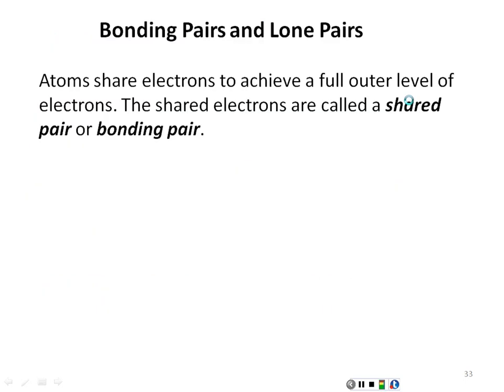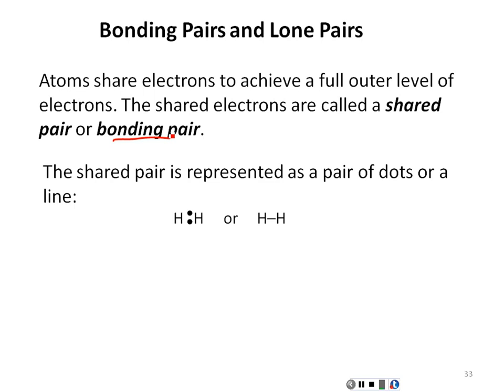Atoms share electrons to achieve a full outer level of electrons, like we've discussed before. The shared electrons are called, not surprisingly, a shared pair. You can also call them a bonding pair. And you can represent shared pairs as a pair of dots, like in this Lewis symbol, or probably more commonly, it's shown as a line. So two electrons become a line.